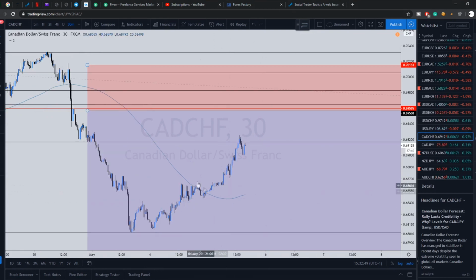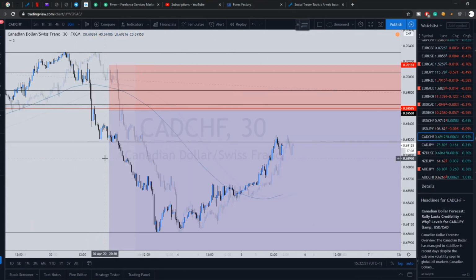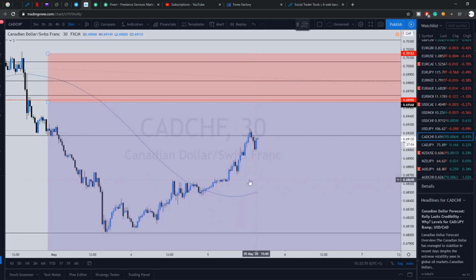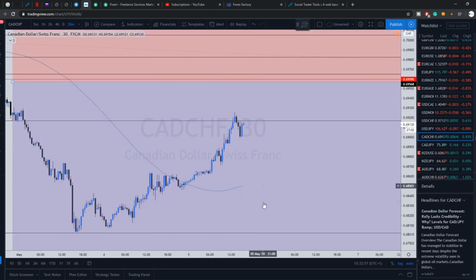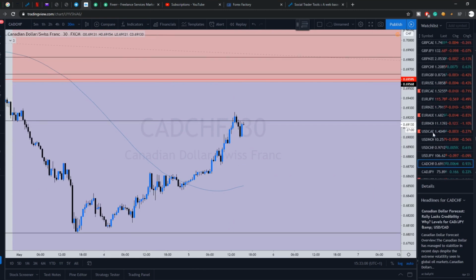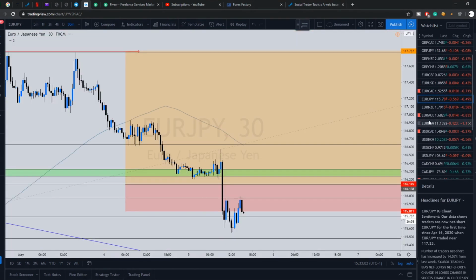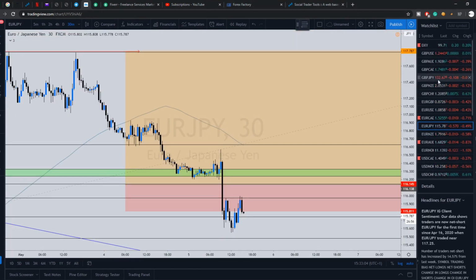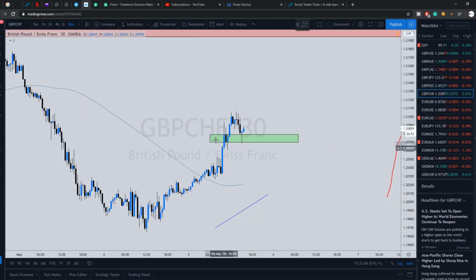Let's take a look at CAD-CHF. This is kind of hard to get into as well, right? Kind of consolidation, very, very slow price action that you're not really interested in. But I'm going to show you another setup which you could have gotten entry here on CAD-CHF after I go over GBP-CHF, right? So going back to GBP-CHF, I don't really see anything on the 30-minute.